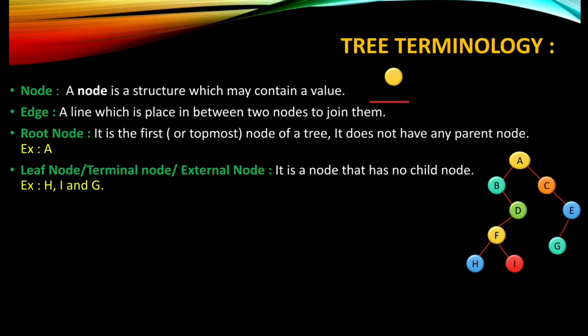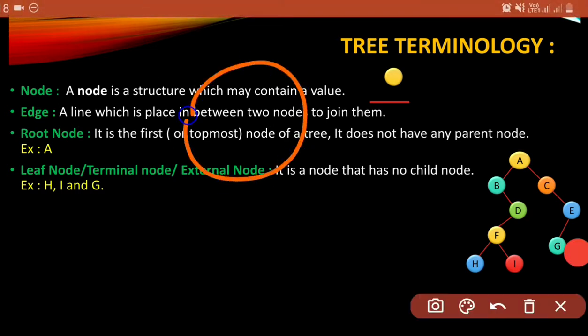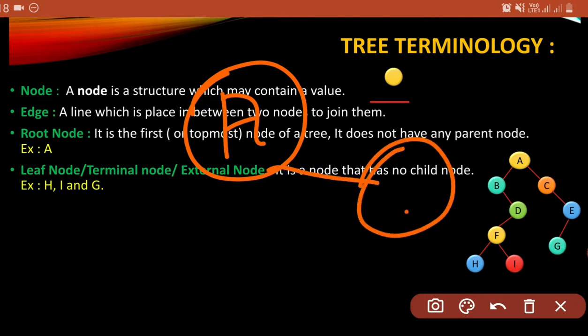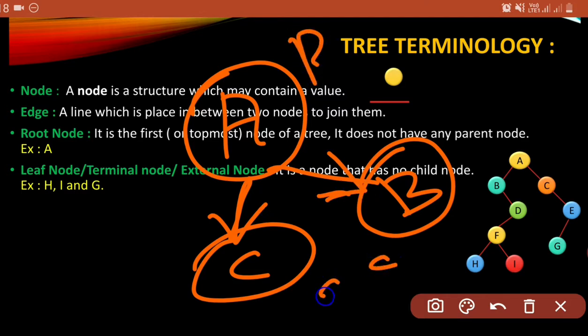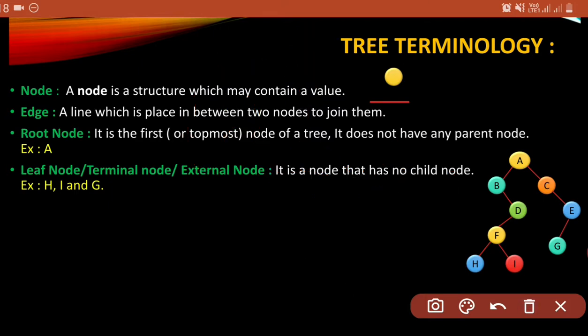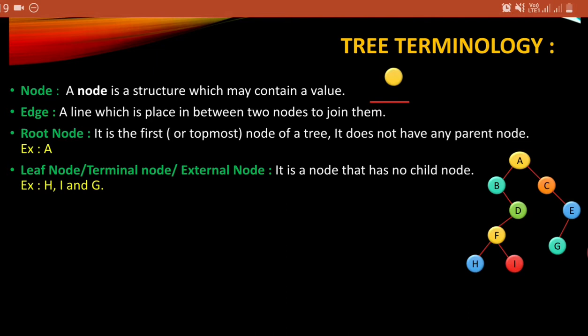What do you mean by child and what do you mean by parent? Actually, when we are having a node, for example A is having B and C, it means from A we are moving towards B and C. A is the parent node, B and C are child nodes. In the same way, F is a parent node, H and I are child nodes. H, I, G don't have any child, that's why they are leaf nodes.